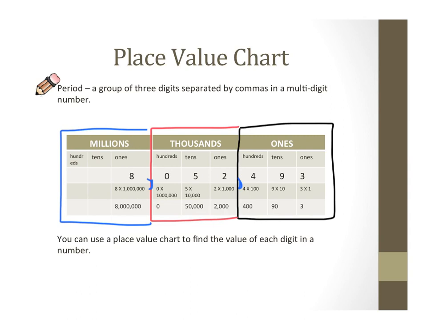For example, here's a 5 in the 10,000s place. So the value is 5 times 10,000, or 50,000. Over here, we see a 9 in the tens place. So the value is 9 times 10, or 90. Another example is an 8 in the millions place, which is the same as 8 times a million, or 8 million. The place value chart allows you to easily find the value of each digit in a number.